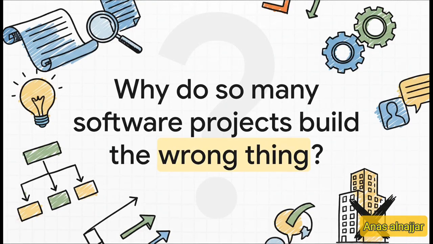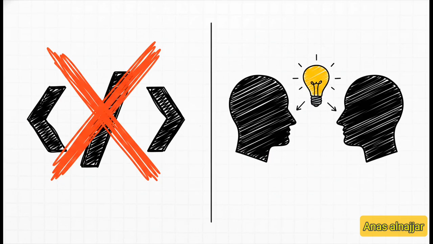Let's be honest, we've all been there. You get a new app, you're excited for it to solve a problem, but it just misses the mark. It doesn't do what you really need it to do. So why does this happen so often? Why do so many software projects seem to build the completely wrong thing? Well, here's the surprising part. The issue usually isn't the code.